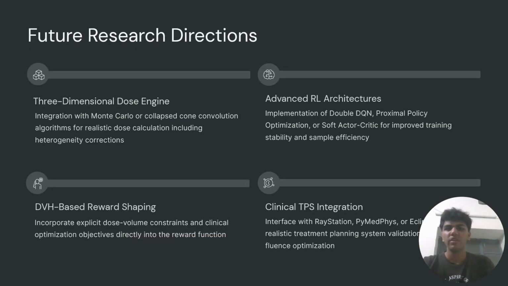So to wrap up, here are the main directions we plan to extend this project. We can move to a 3D dose calculation as mentioned in the earlier slide. We are right now using a 2D slice for faster training, and we can use proper 3D dose calculations. Through that we can also model tissue differences and the scatter more accurately, just like clinical systems do.